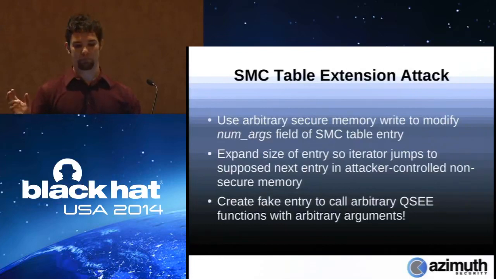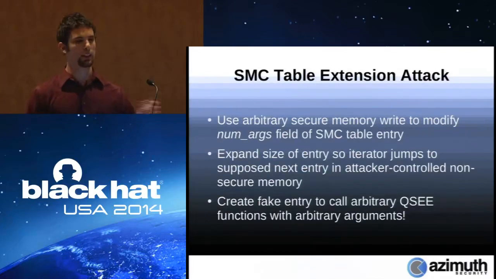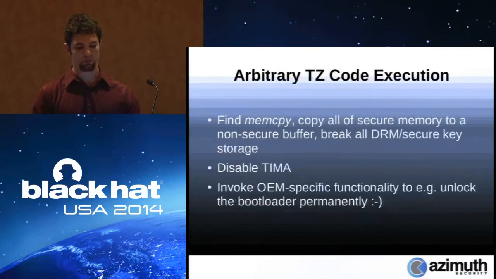We can make up an SMC ID, point the function pointer anywhere we want in secure memory, and craft any sort of set of arbitrary arguments, and basically call any function in TrustZone at whim with any arguments we want, which in my opinion is a fairly elegant way to gain total control of TrustZone. At this point, we have arbitrary TrustZone code execution, and we have won.